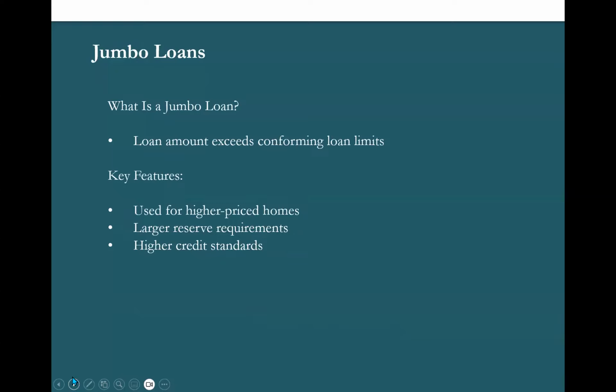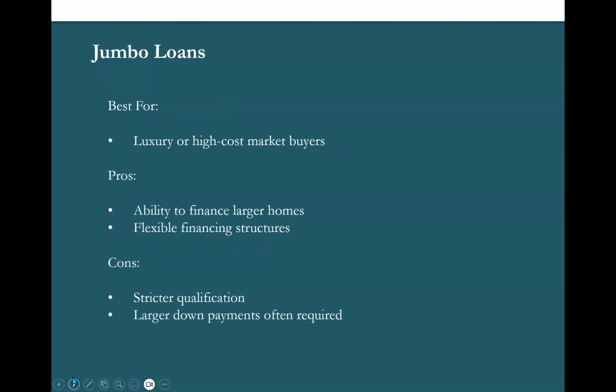Finally, we talk about jumbo loans. So what is a jumbo loan? A jumbo loan is for people who are looking at higher purchase prices, higher loan amounts that exceed your conventional conforming loan limits. So key features of jumbo loans are they're used for higher priced homes, larger reserve requirements are required, and they require higher credit standards. So a jumbo loan is best for people that are looking at luxury or high cost markets.